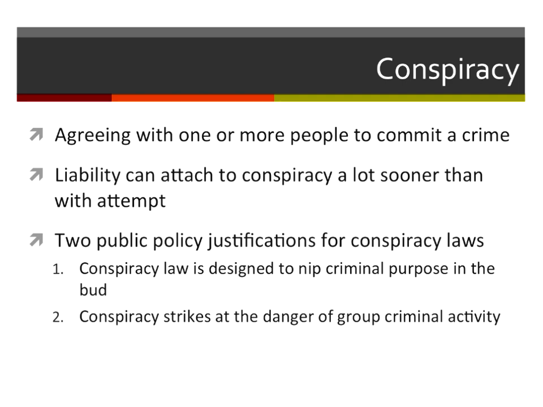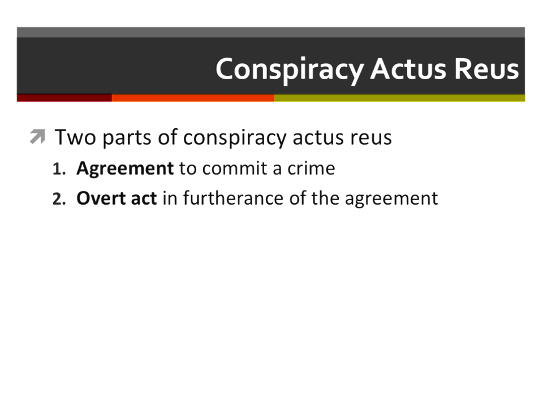And we have some justifications for this. It's designed to stop criminal purpose before it begins, right? Or not before it begins, but it's designed to sort of stop it earlier in the process, and it strikes at the danger of group activity. There are two parts of a conspiracy: actus reus, the agreement to commit the crime, and then some overt act in furtherance of that agreement. Some overt act that attempts to carry out that agreement.